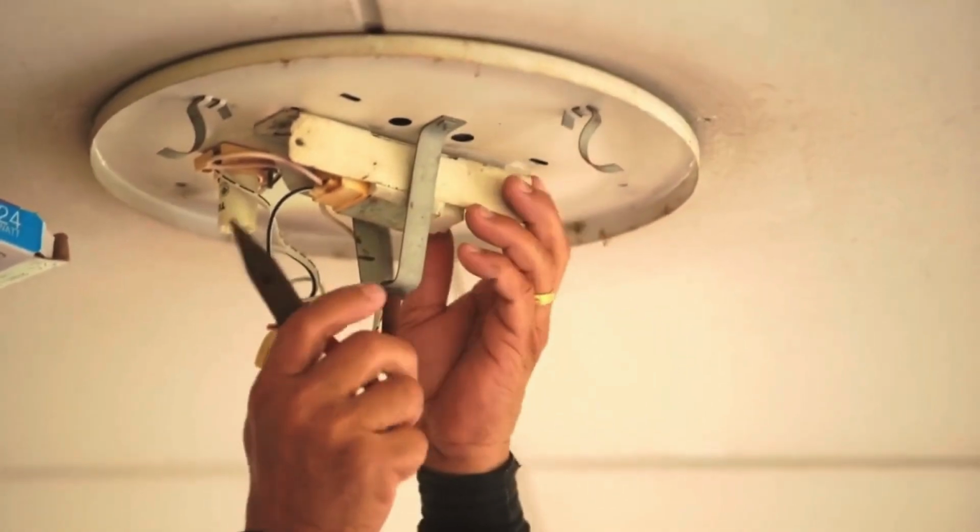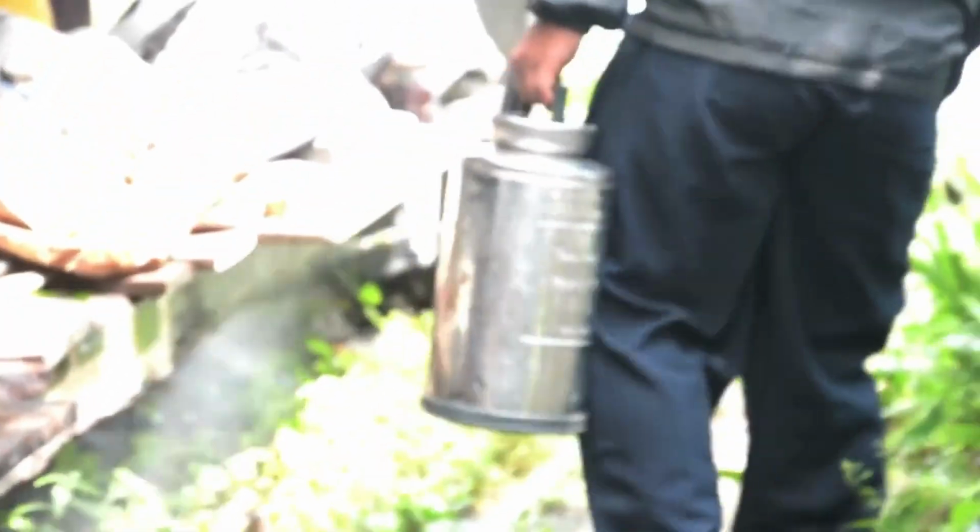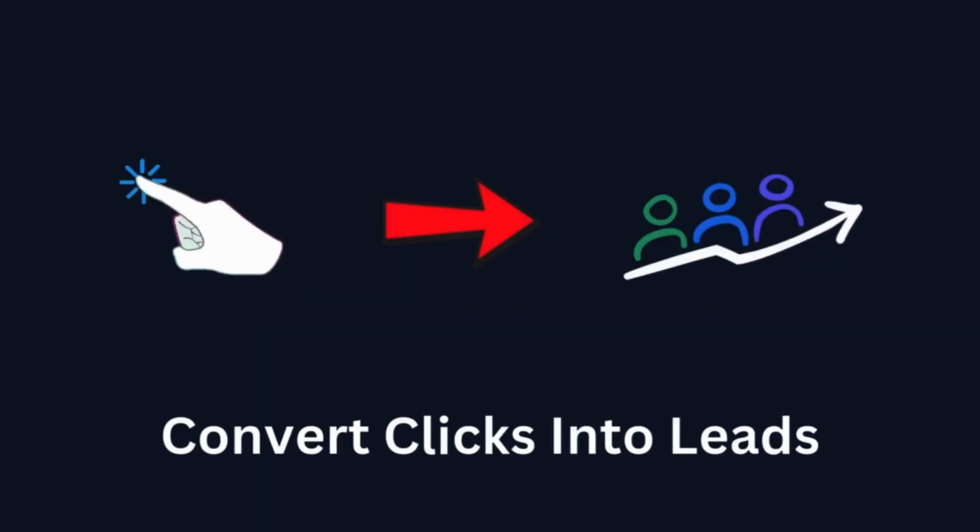So if you're an electrician or a plumber, or you do window cleaning or gutter cleaning or pressure spraying or termites or whatever it may be, you can use these exact same principles in your marketing campaigns. And if you stick around at the very end, I'm going to show you how to make sure you convert more clicks into leads. So stick around.